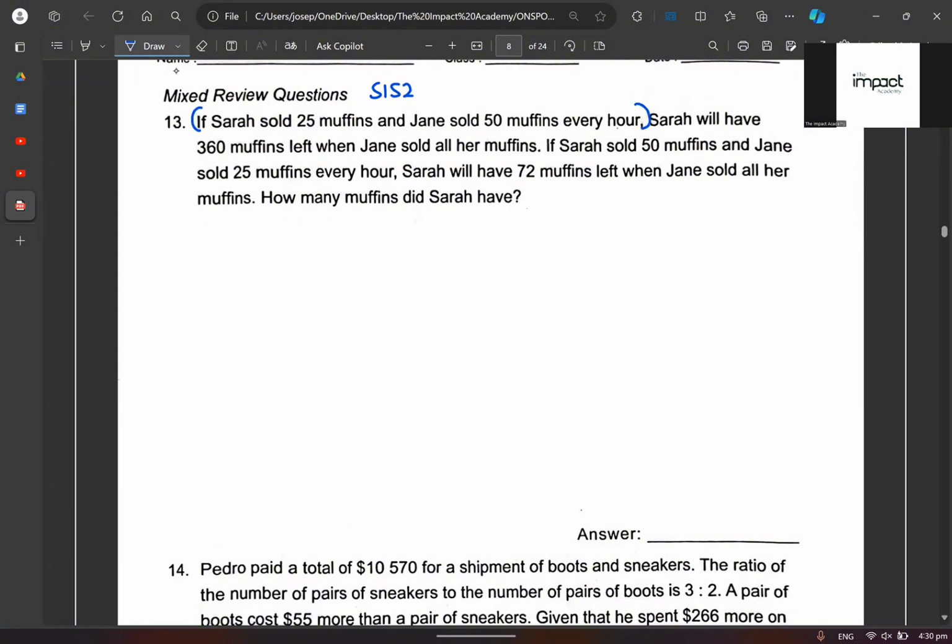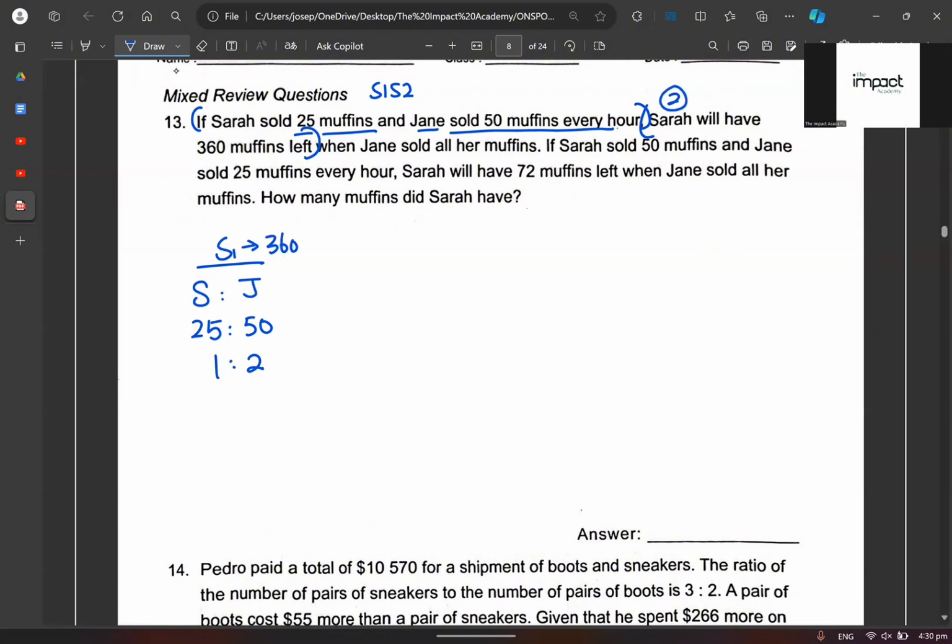The question says that if Sarah sold 25 muffins and Jane sold 50 muffins every hour. So S1 talks about Sarah is to Jane, 25 is to 50. Always reduce that to simplest form. So 1 is to 2. Make sense? Okay, in situation 1, what happens is that Sarah will have 360 muffins left.